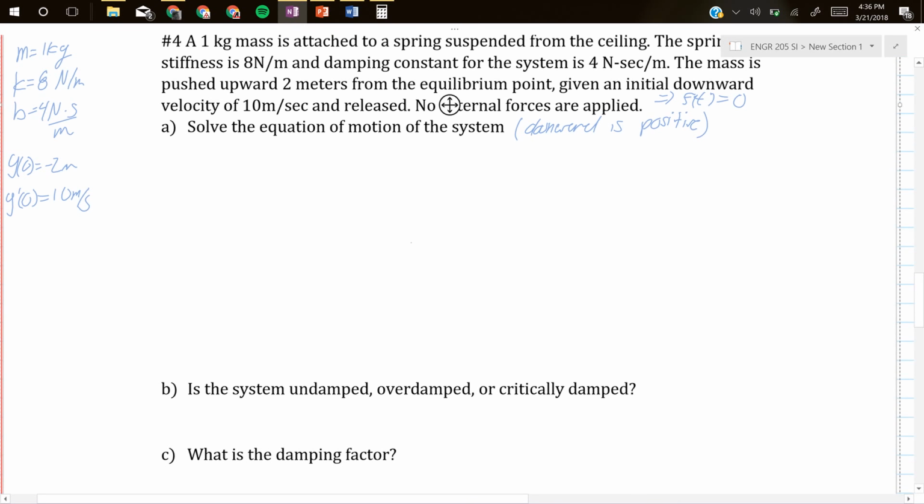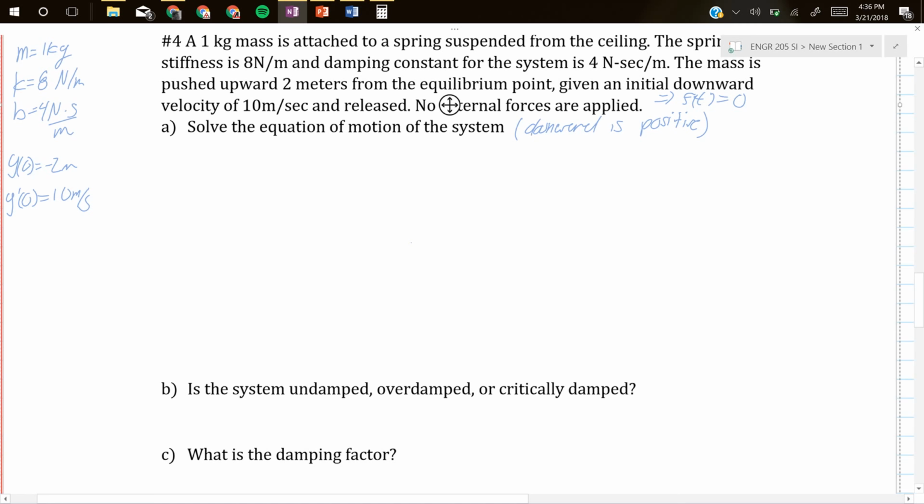Look, guys, this is number 4 for unit 4. In this one, we have a 1 kilogram mass attached to a spring. So I have mass equals 1 kilogram. Remember, kilogram is a mass unit, so you don't have to worry about solving for slugs or getting into another form. You can leave it as just kilogram. And the spring stiffness is 8 Newtons per meter, which I wrote as k, and a damping constant, which is b, is 4 Newton seconds per meter.